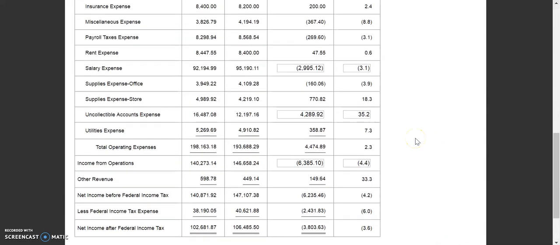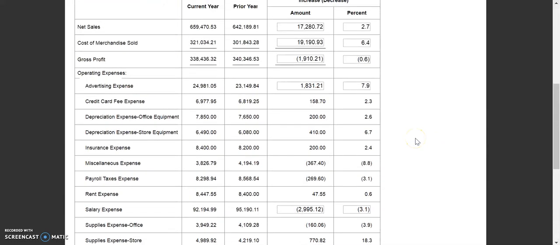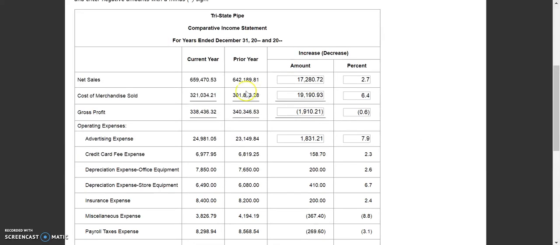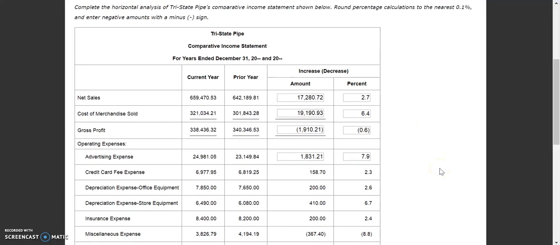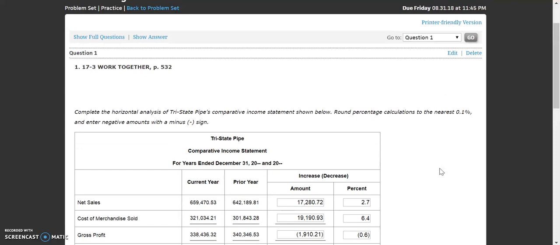So this was doing horizontal analysis on an income statement. You can do the exact same thing on a balance sheet. The calculation is the same, still taking current minus prior, getting your increase or decrease, and then dividing that by your prior year to get your percentage. So go ahead and do the 17.3 on your own, and good luck.